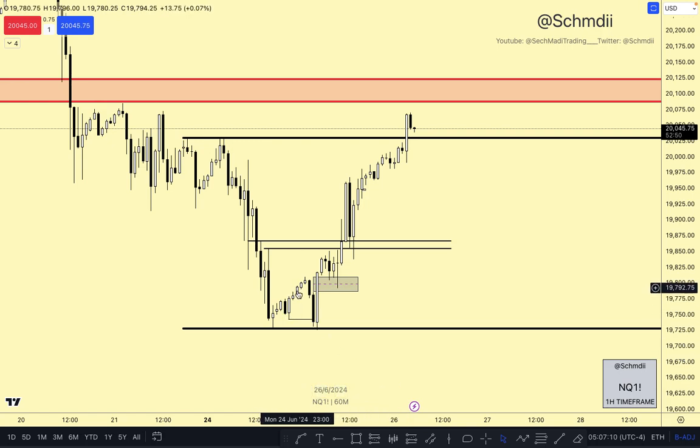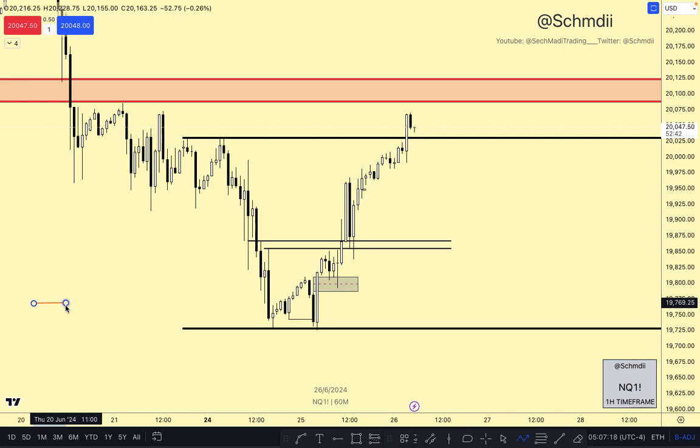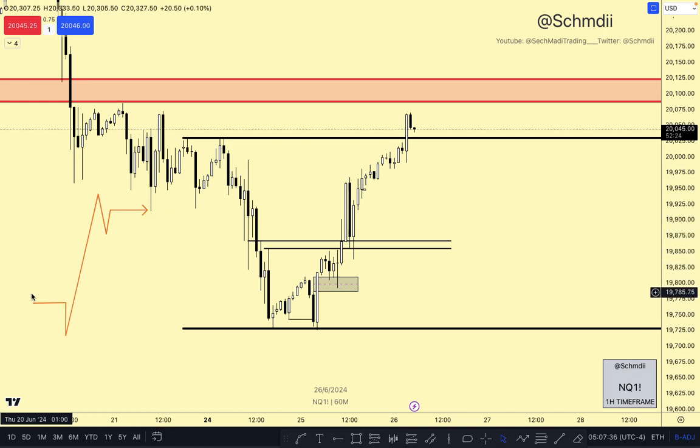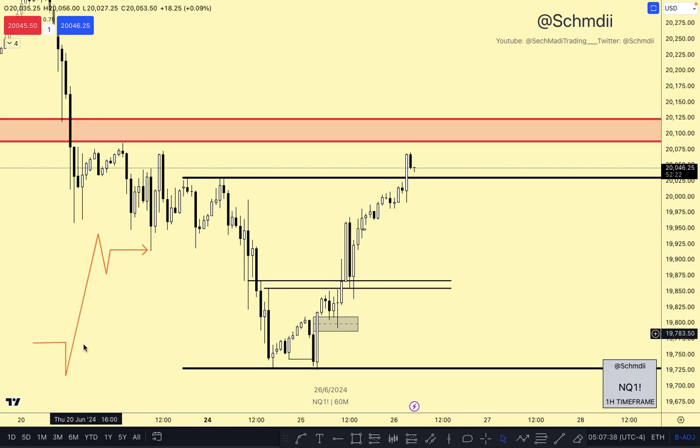where we have the open. Let me sketch it out. Had the open, printed the low at around 3 a.m., the daily low in London session, shot up, printed the high, came up, and then closed somewhere like there. So that was the profile for the day.